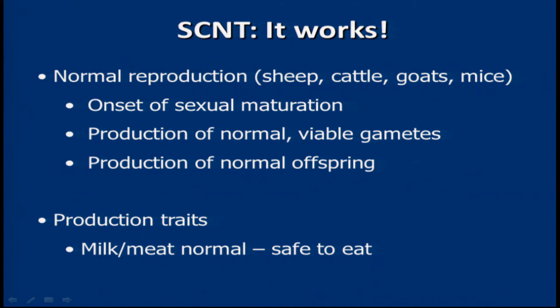When it works and you obtain a lamb or a calf or goat or mice, these animals, which survive, of course, I have to put that caveat in, do undergo normal sexual maturation. They produce normal and viable gametes, and these gametes produce normal offspring. And perhaps even more critically here is these offspring and these gametes have normal epigenetic patterns, whereas some of the clones themselves can have slight modifications in the epigenetic pattern. Those that survive tend to be more normal, of course, than those that don't survive.